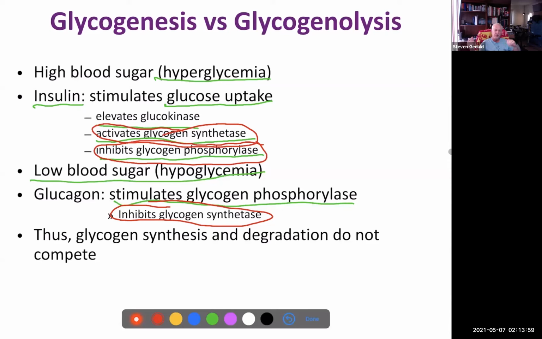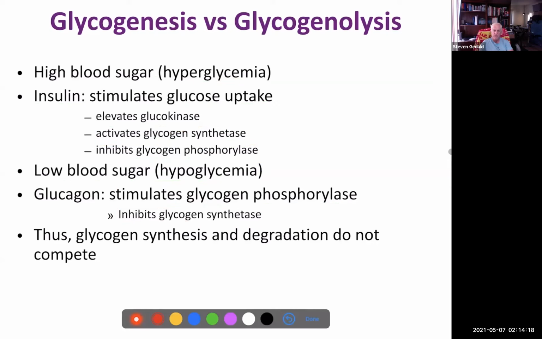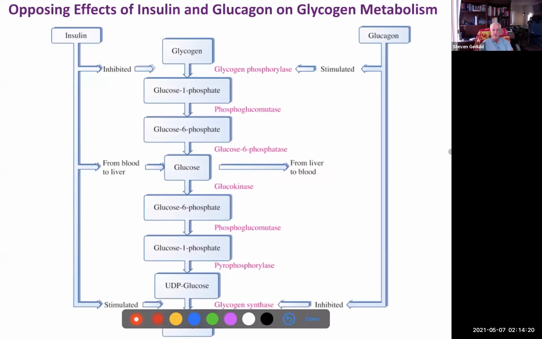Glycogen synthesis and degradation do not compete with one another. You're not making it and breaking it apart at the same time. Different enzymes are being released so that you're doing one or the other. The body's not doing both at the same time, which would defeat the purpose. So it's being controlled by two different hormones. These are the opposing effects of insulin and glucagon on glycogen metabolism.